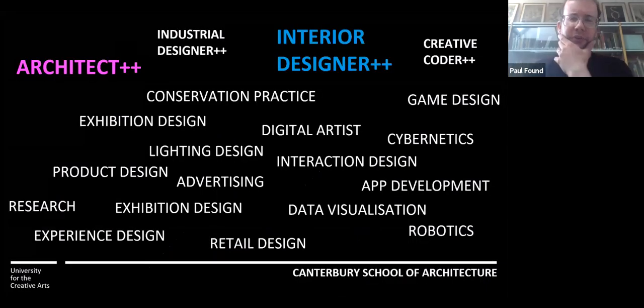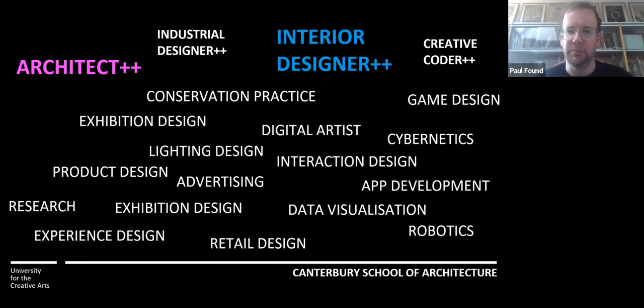This slide is an overview of how we see our graduates developing. We aim to develop graduates who not only work in their own chosen discipline, but also across disciplines. Our courses are designed to remove the often narrow idea of what architecture and interior design can be. We'd like to think we produce the architect plus plus, the interior designer plus plus. So students can, of course, qualify as an architect, be a successful architect, but they can also move into things like perhaps exhibition design or cybernetics or museum design. Interior designers could go into experience design, research, lighting design, all of these things.